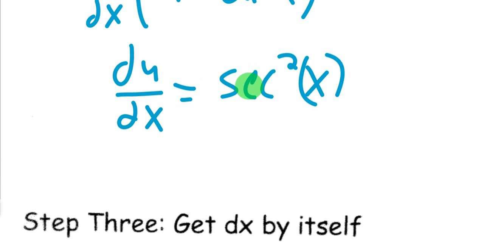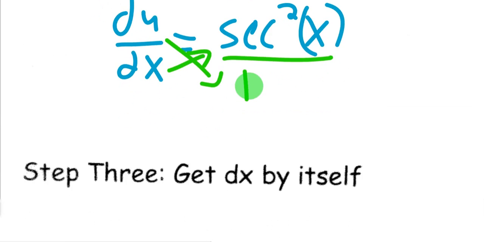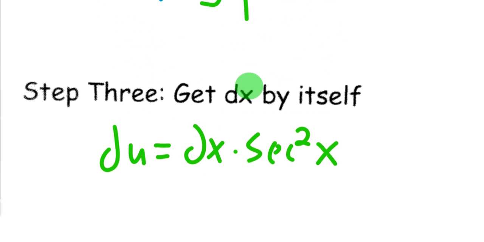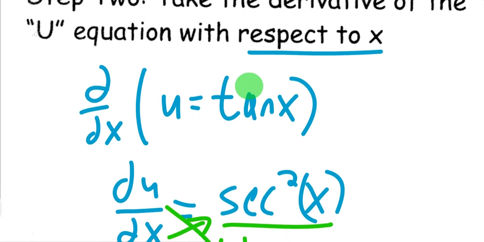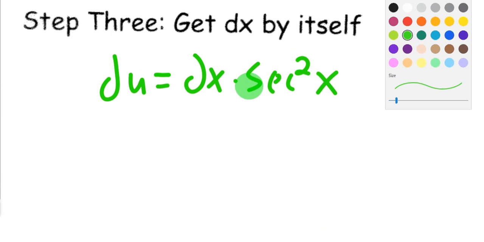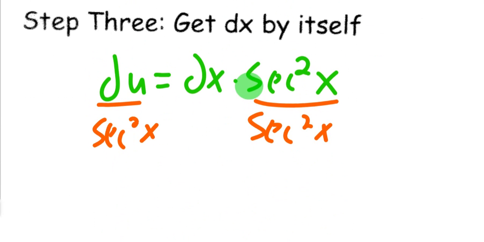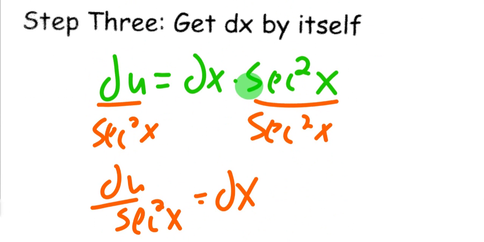All right, step 3 is to get dx by itself. And as far as I know, you always end up cross multiplying here. So it's going to be du times 1 equals dx secant squared x. Or du times 1 is just du. You get du equals dx times secant squared x. Now, how do we get dx by itself from there? We just divide both sides by secant squared. Okay, so we get du over secant squared x equals dx.